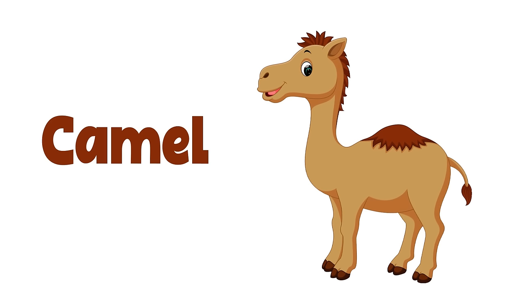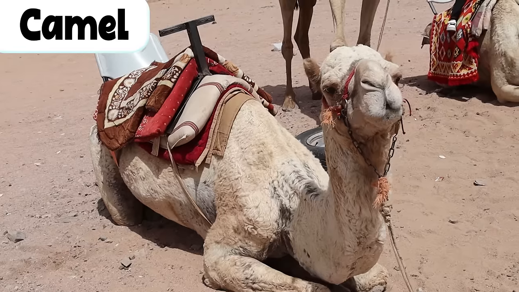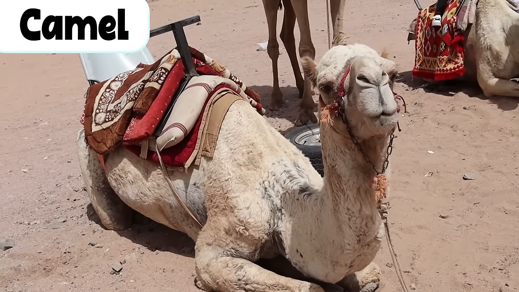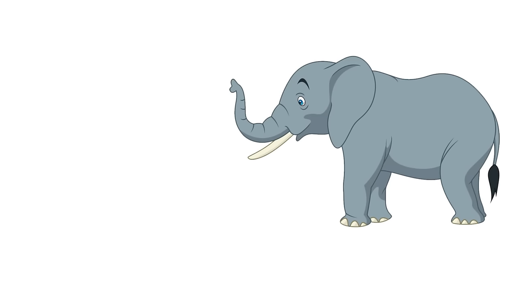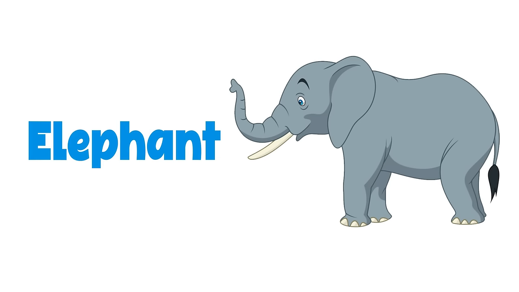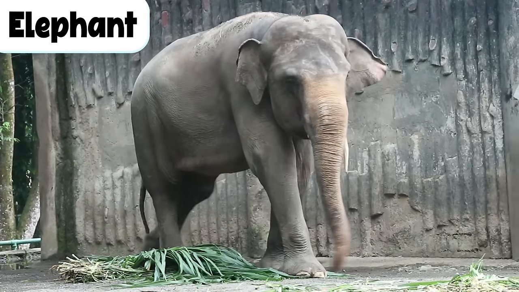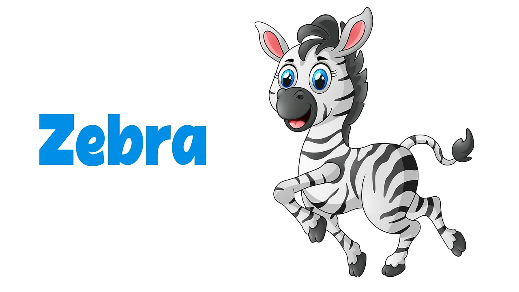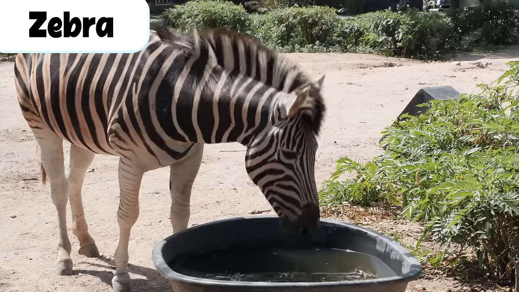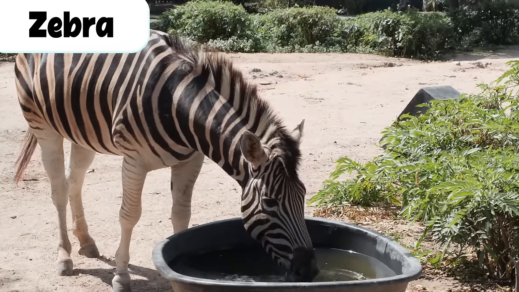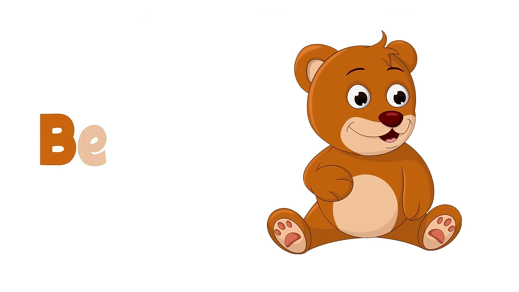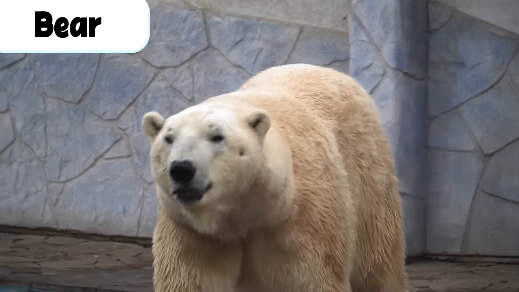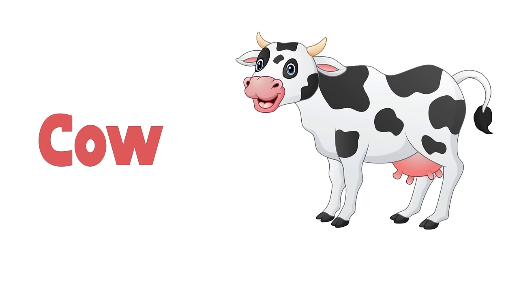Camel. Camel lives in desert. Elephant. Elephant has a long trunk. Zebra. Zebra has black and white stripes all over his body. Bear. Bear has long and thick hair on his body. Cow. Cow gives us milk.